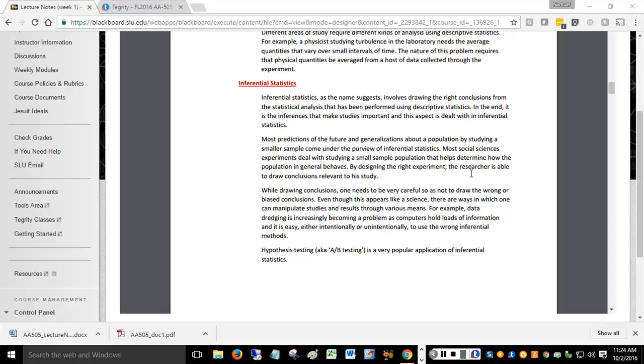For example, a lot of social science experiments deal with studying a small group of the population that helps them determine how the population behaves in general. By designing the right experiment, the researcher is able to draw conclusions relevant to the study.